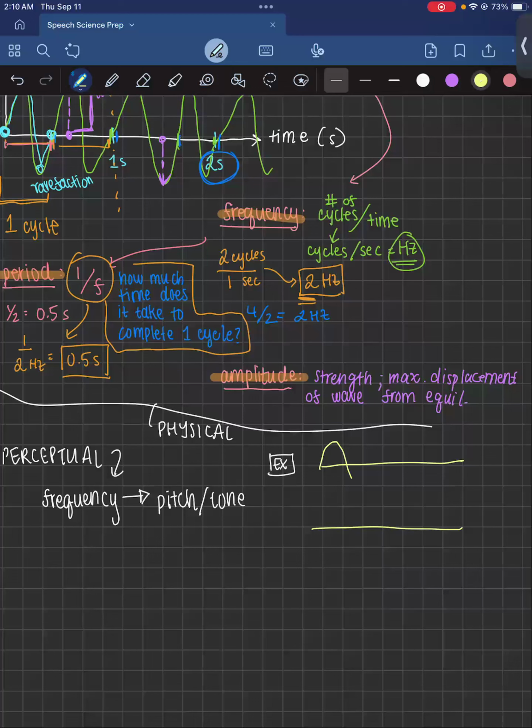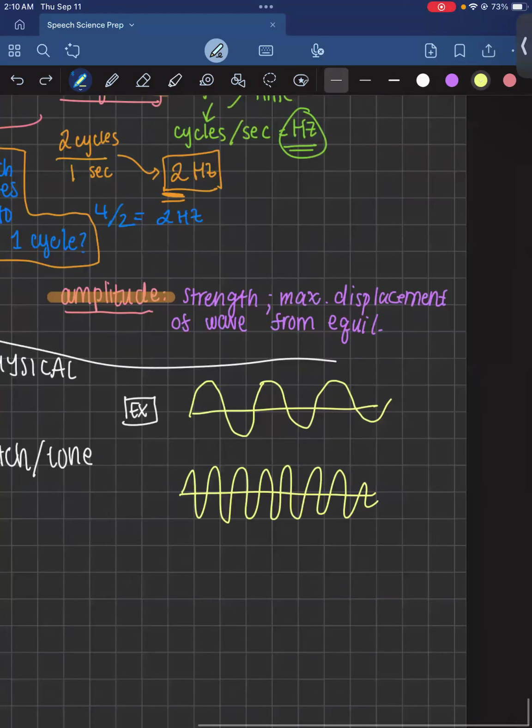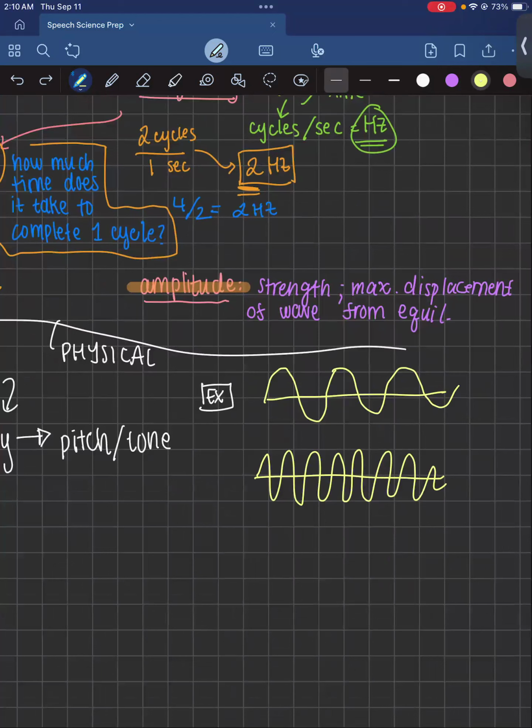So, for example, if I have two waves, and this is the equilibrium point. One of the waves looks like this, and the other wave looks like this. Well, first of all, which of these waves has a higher frequency? Is it wave 1 or wave 2? So it should be wave 2. So this one has the higher frequency or higher number of hertz.